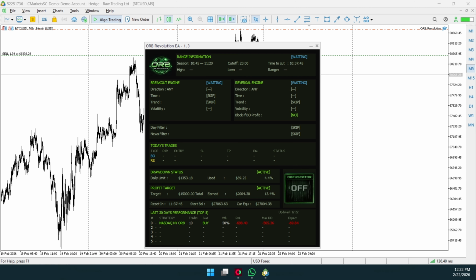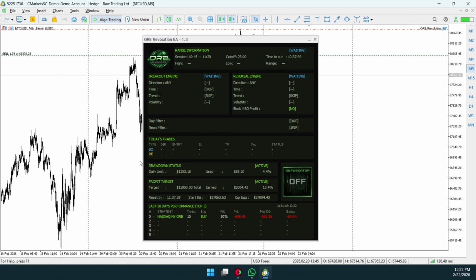Well, the information of obfuscator, drawdown status, and target profit are also available inside the panel. So you have this section that is dedicated to those. So my obfuscator is off. However, my drawdown is active and target profit is active. So my drawdown, basically I have a limit of approximately $1,035 to reach today. I'm using up to 74, so I'm basically taking 5.5% of my allowed drawdown that I have configured.